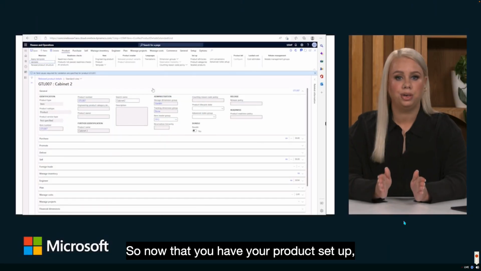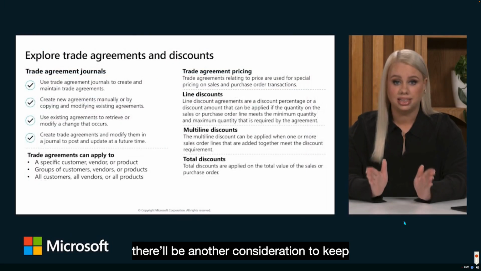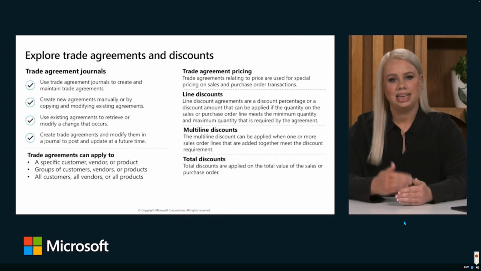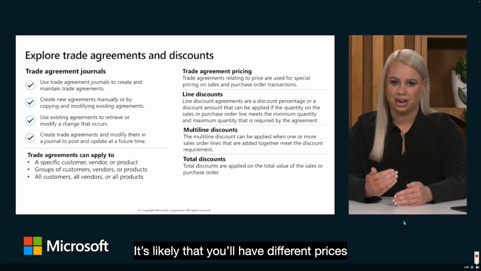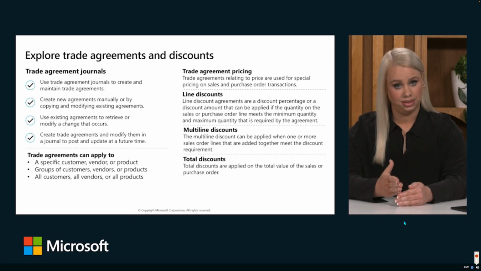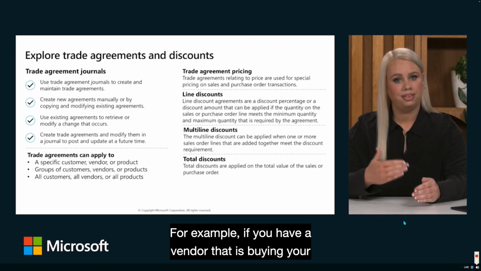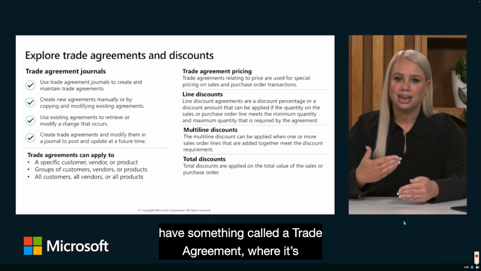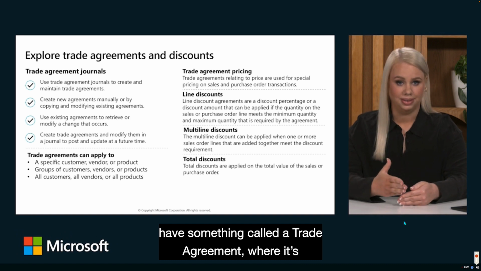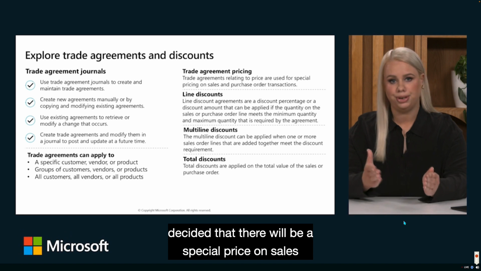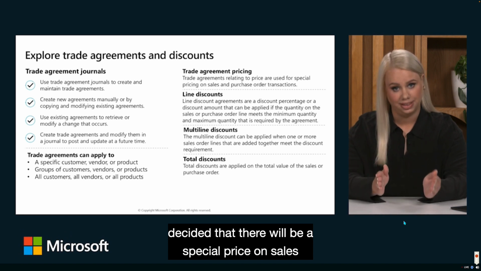So now that you have your product set up, there'll be another consideration to keep in mind, and that is related to price. It's likely that you'll have different prices depending on the vendor, customer, or product concerned. For example, if you have a vendor that is buying your products for the purpose of resale, you will likely have something called a trade agreement, where it's decided that there will be a special price on sales and purchase order transactions for that vendor.